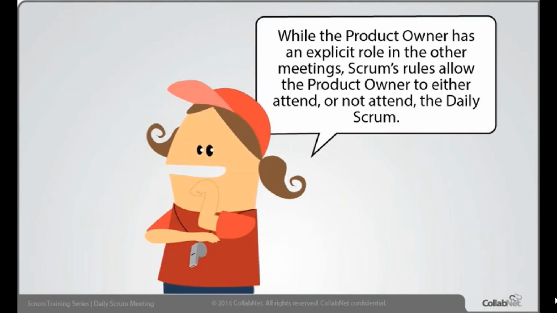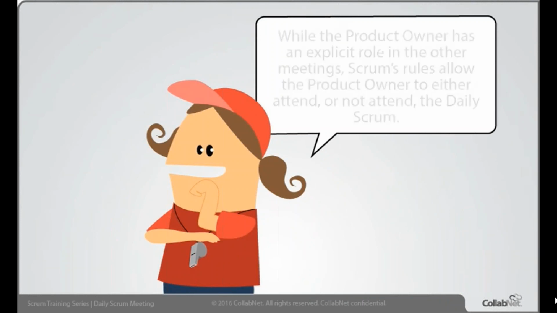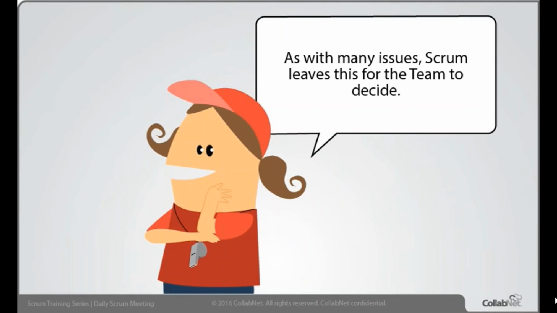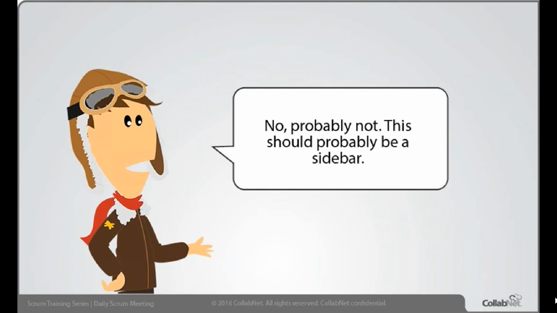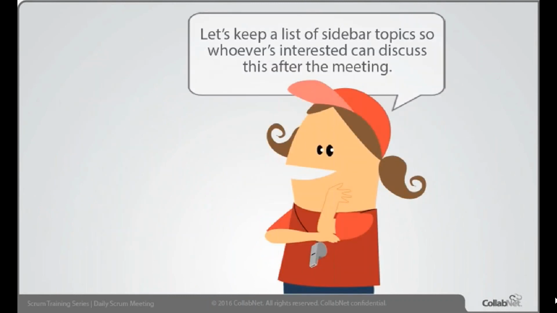While the product owner has an explicit role in the other meetings, Scrum's rules allow the product owner to either attend or not attend the daily Scrum. As with many issues, Scrum leaves this for the team to decide. Are we on topic for the daily scrum? No, probably not. This should probably be a sidebar. Let's keep a list of sidebar topics so whoever's interested can discuss this after the meeting.